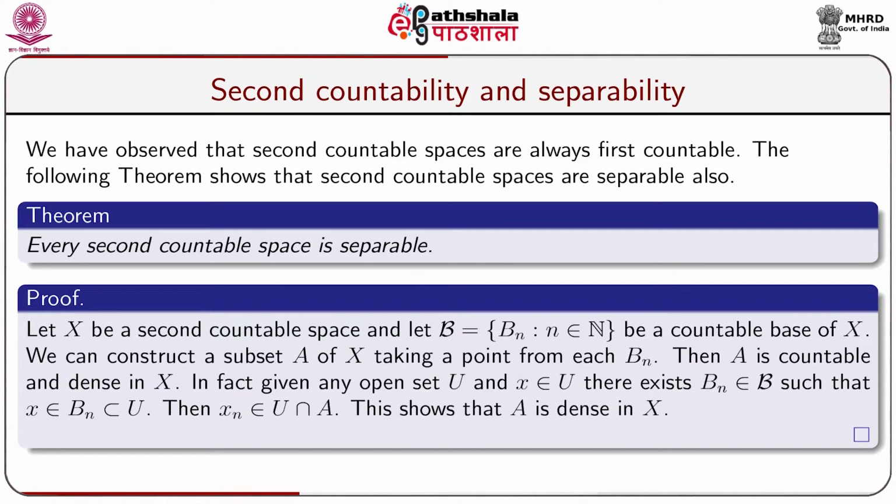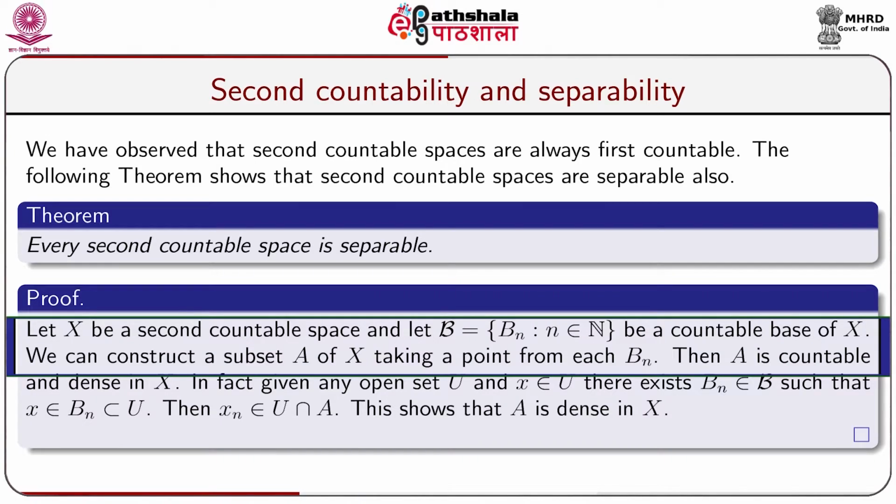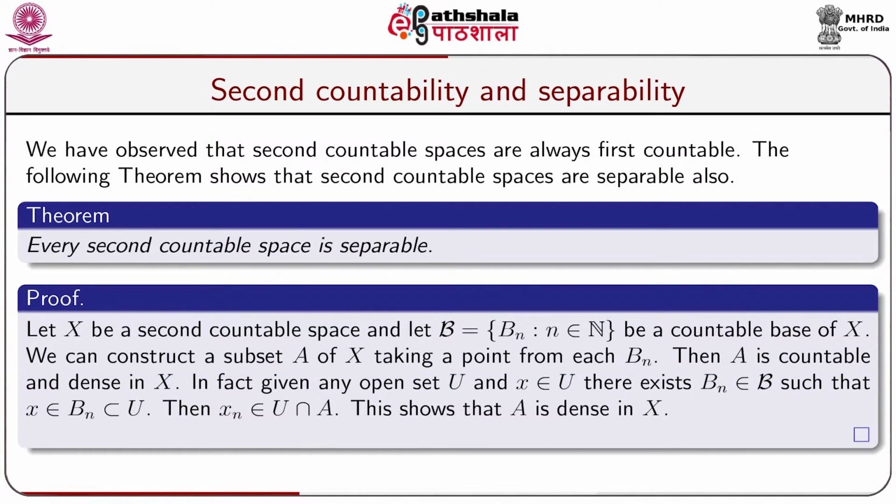So, what is the relation between second countability and separability? It can be proved that every second countable space is separable. The proof is very easy. In fact, if X is second countable, take a countable basis Bn and choose a point from each Bn. That will give us a countable dense subset.